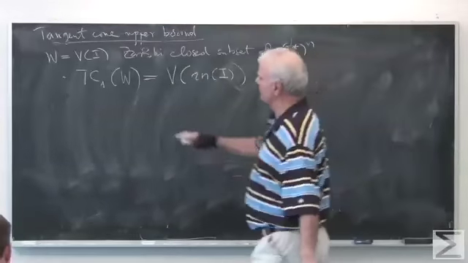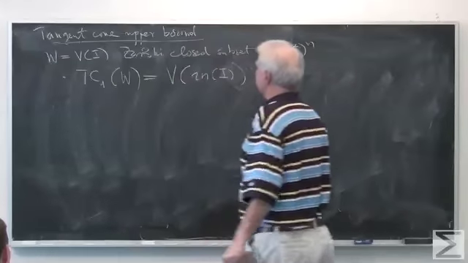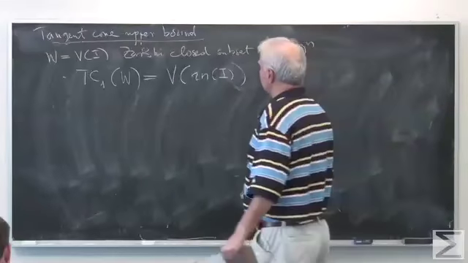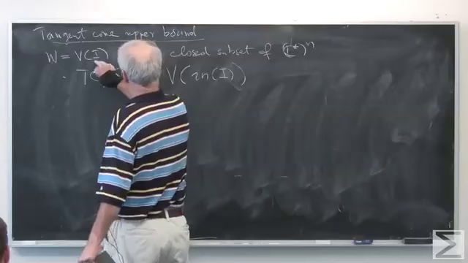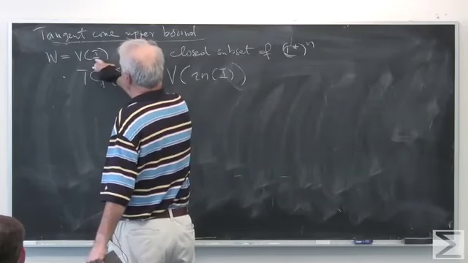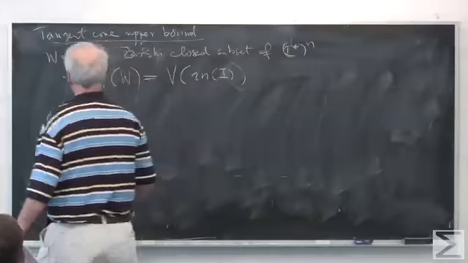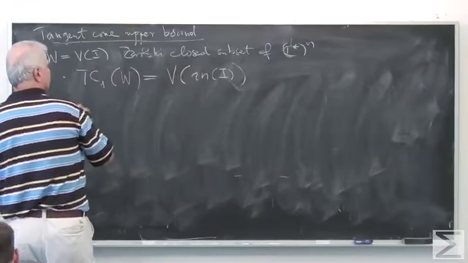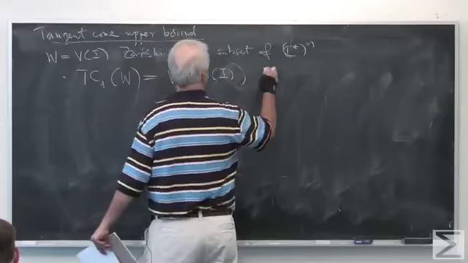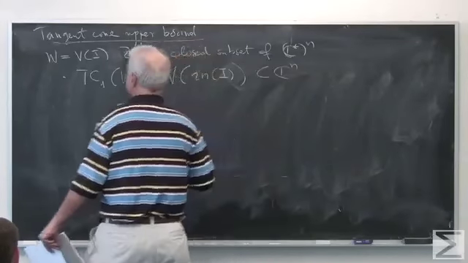Okay, you take a finite set of polynomials here, and then you take the initial forms of all the polynomials in I, and take the variety defined by that. So this is the tangent cone, and this lies inside C to the n.